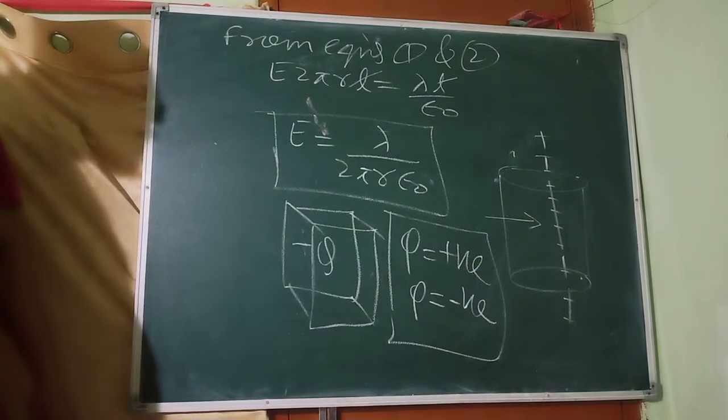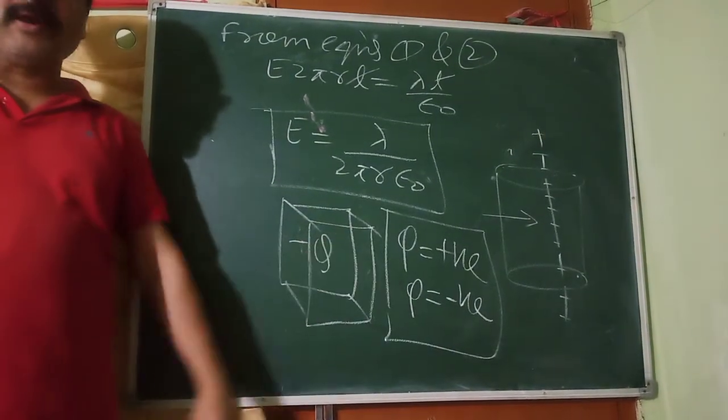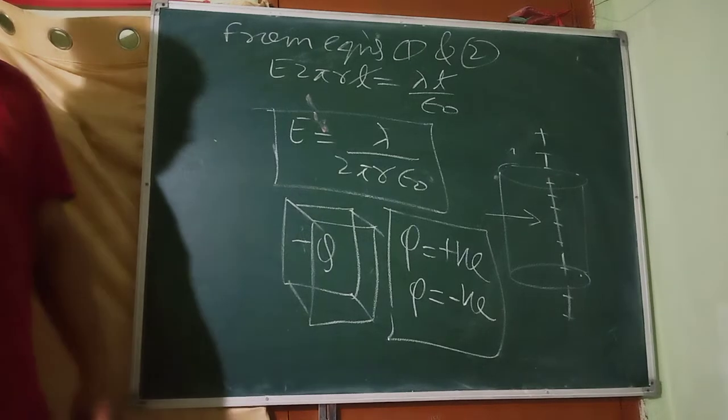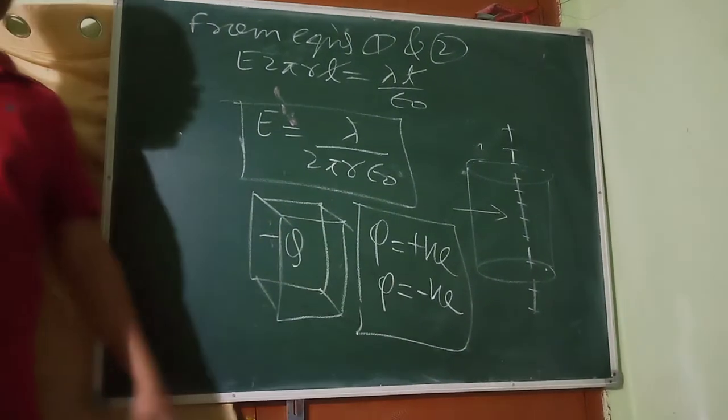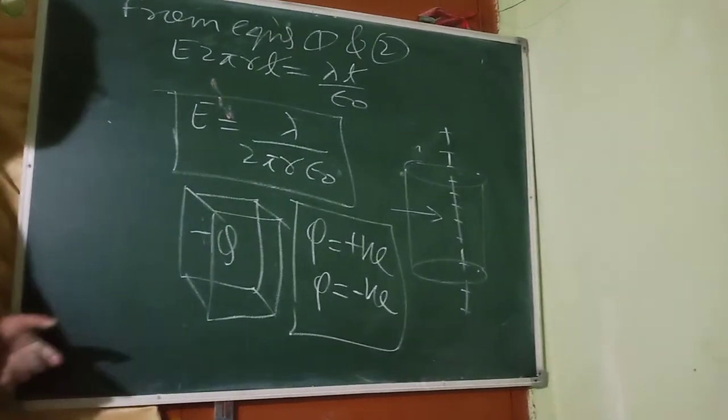That means it is charge dependent. Obviously it is a scalar quantity, so it will depend on the nature of the charge. It will be positive or negative according to the net charge. If net charge is positive, then flux is positive. If net charge is negative, flux is negative.